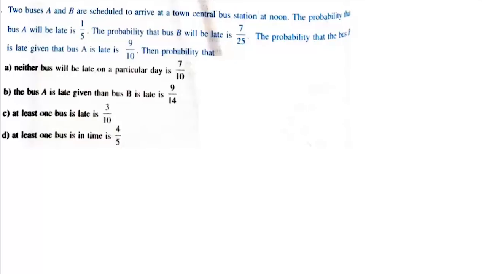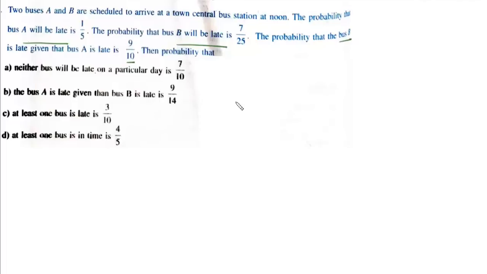Now the question is, 2 buses A and B are scheduled to arrive at a town central bus station at noon. The probability that bus A will be late is 1 by 5 and the probability that bus B will be late is 7 by 25. The probability that bus B is late, given that bus A is late, is 9 by 10. We need to find other probabilities.